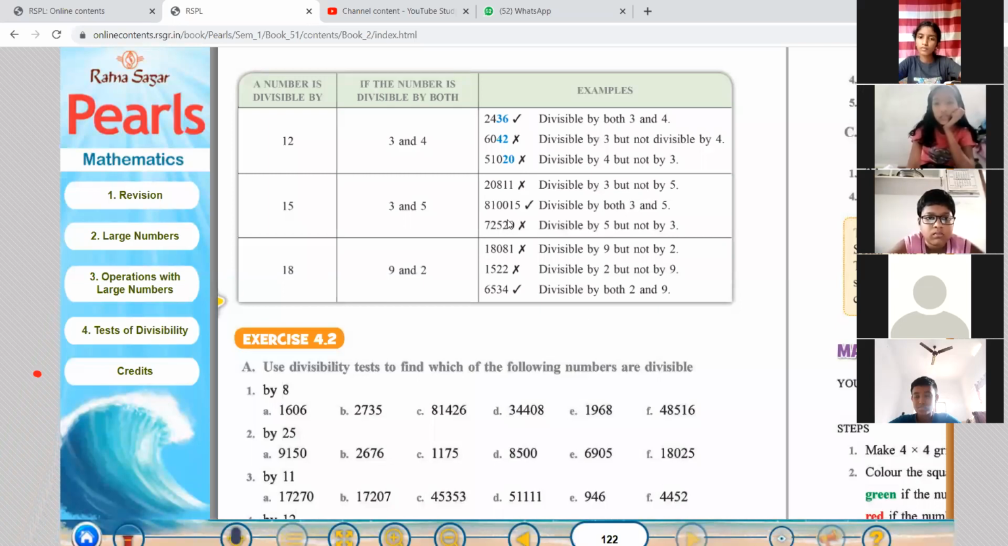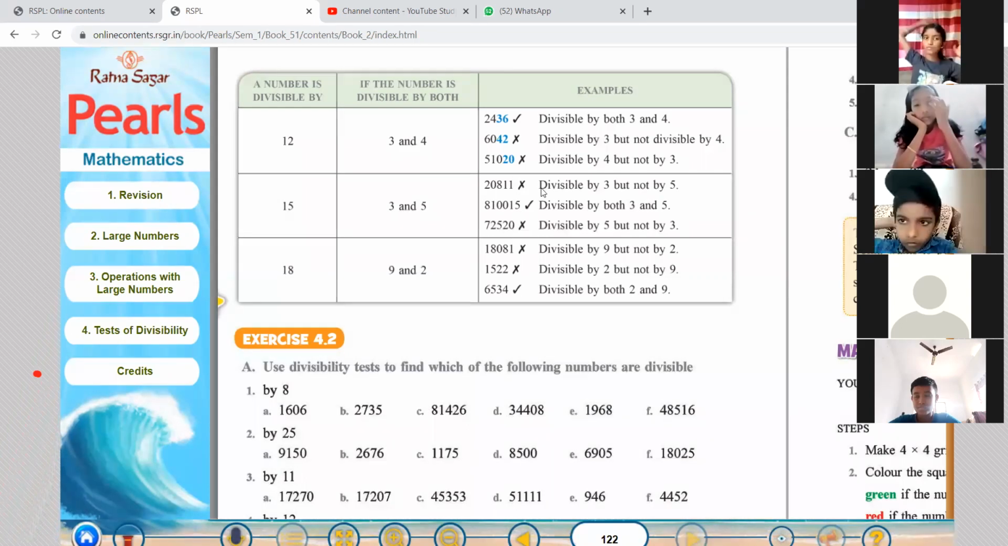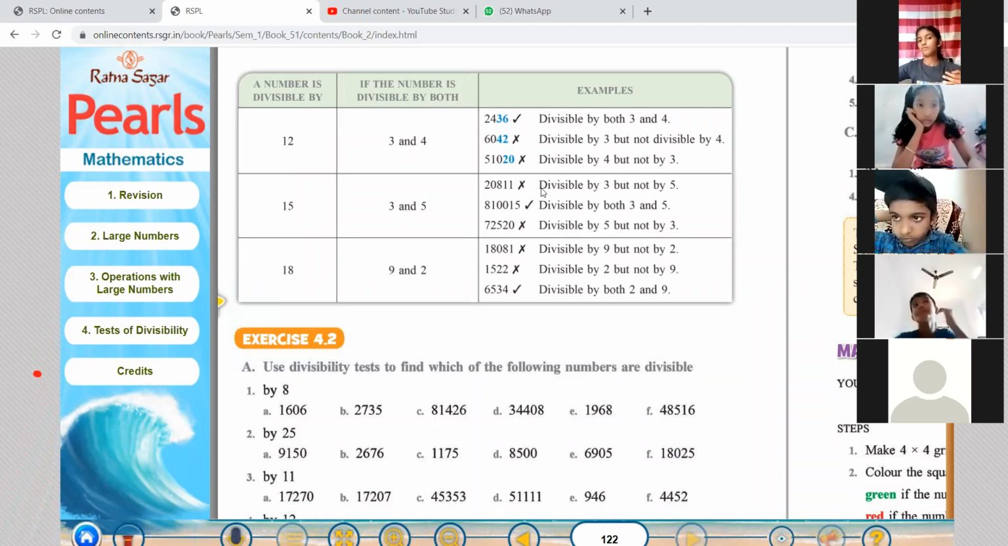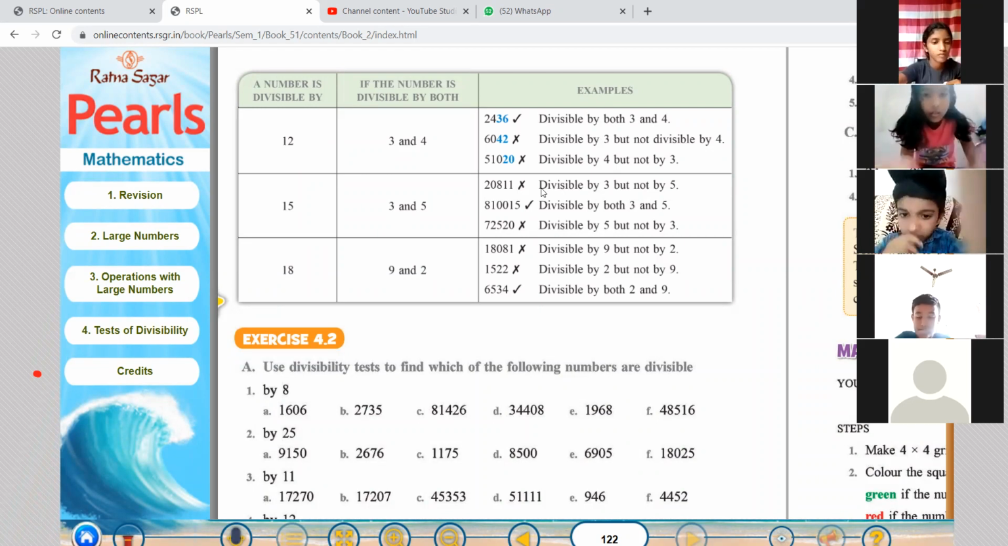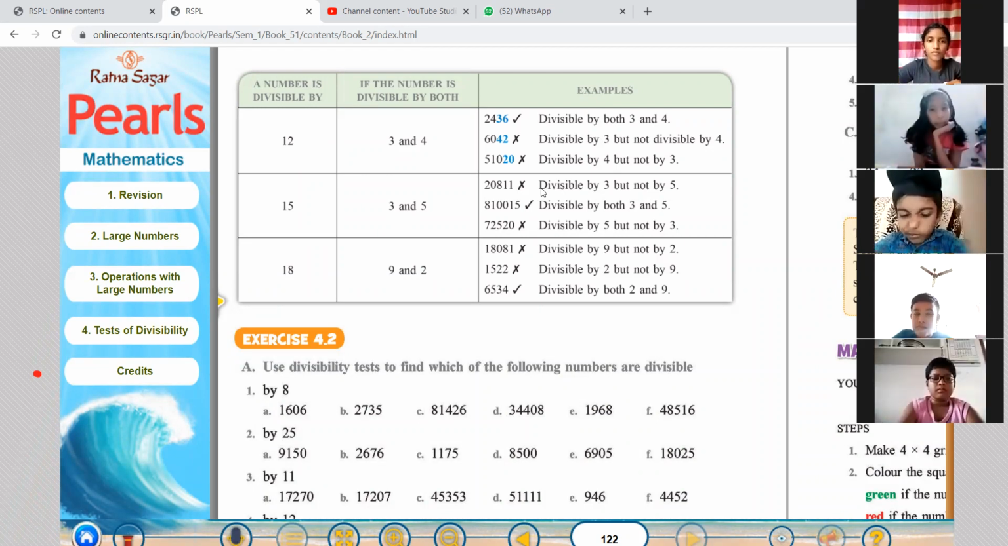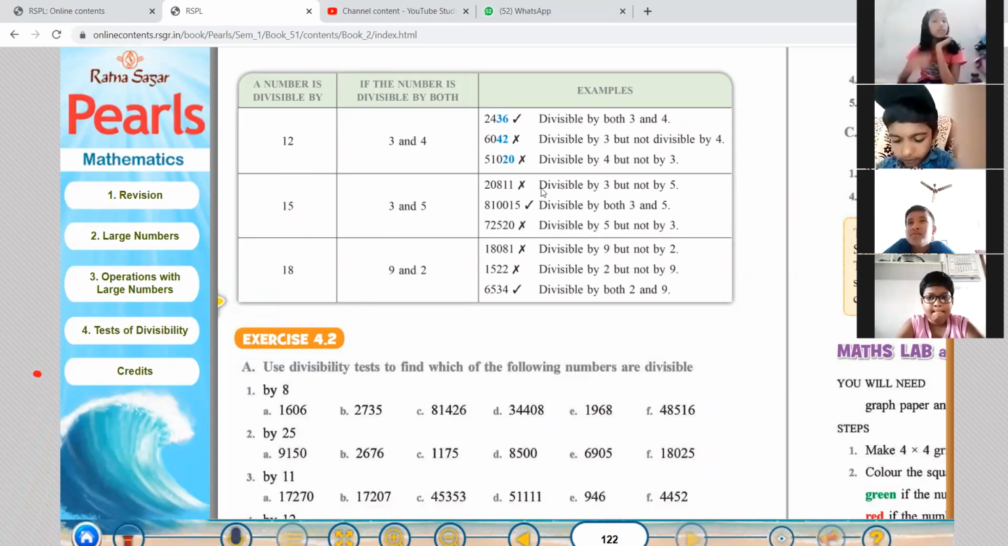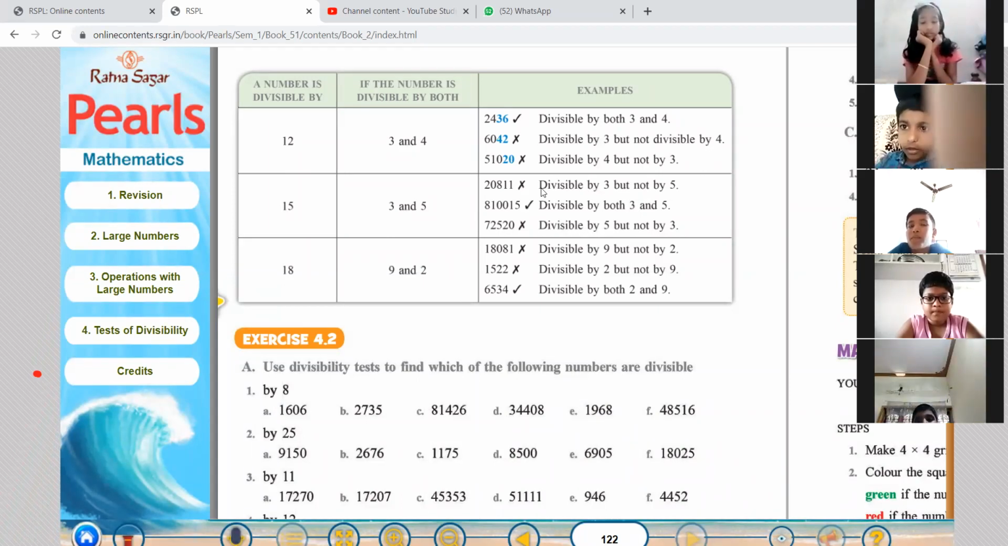Then look at these three examples. 20,811, 81,015, and 72,520. Among these three numbers, which numbers have a last digit of 5 or 0? The second and third. For the second and third ones, the last digits are 5 or 0. Then both the second one and the last one should be divisible by 5.